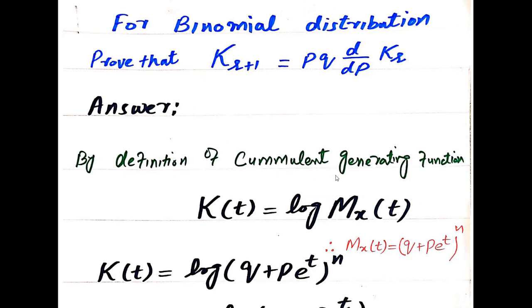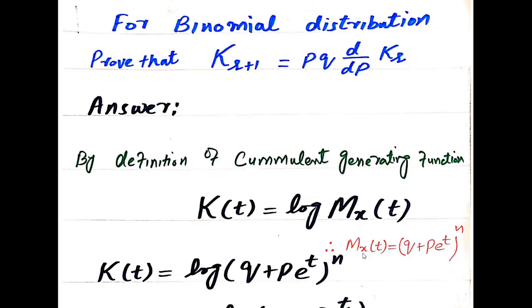By definition of the cumulant generating function, K(t) is equal to the log of the moment generating function. The moment generating function is mathematically represented by M_X(t), with X in the subscript. We have already proved the moment generating function, and you can find the link to the theorem of the moment generating function at the end screen.